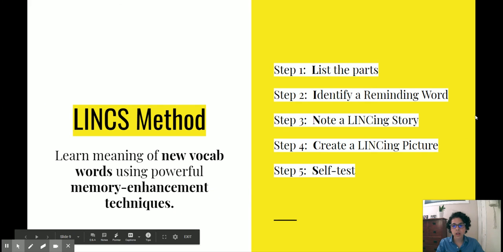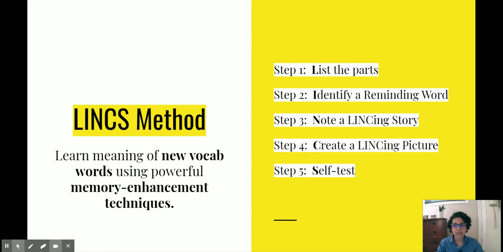So this method is called the lynx method. It's kind of funny because it is a strategy for learning new vocab words using memory enhancement techniques. And the strategy is awesome. I personally think the acronym is not so awesome because I can never remember what the different letters of the acronym represent. But the idea, as you will see in a moment, is that we're using a reminding word that reminds us of what the new word is. And then we connect those two things together using a story and a picture. So if that doesn't make sense, it will in just a second.